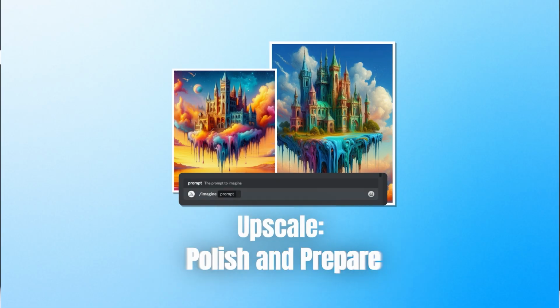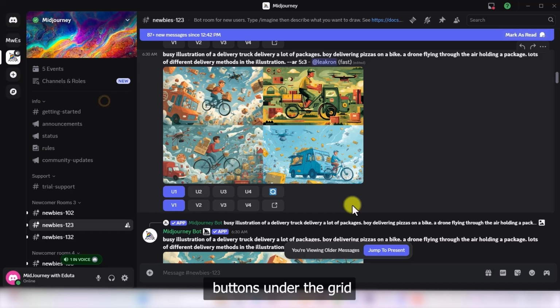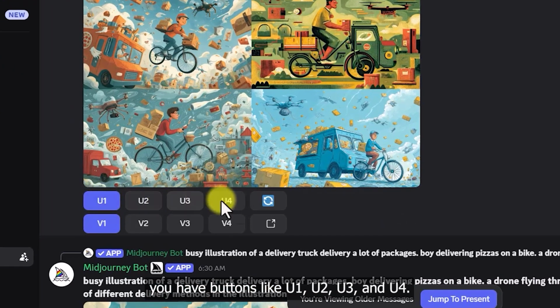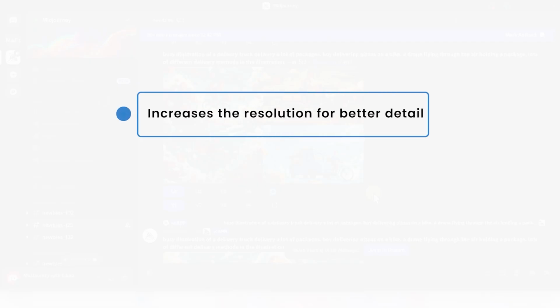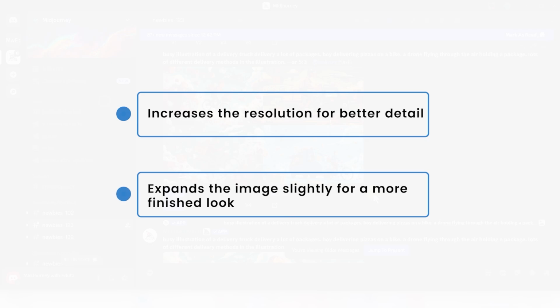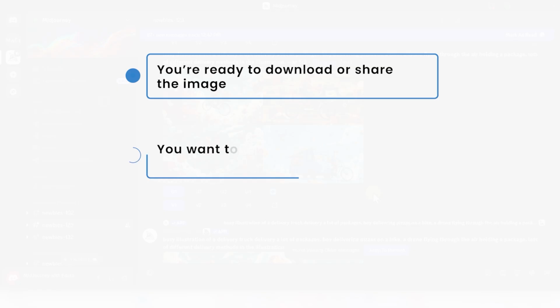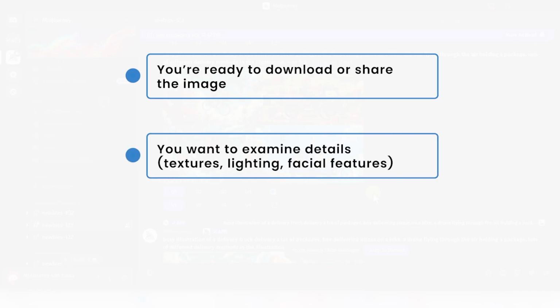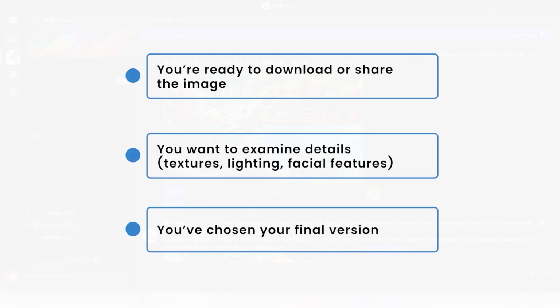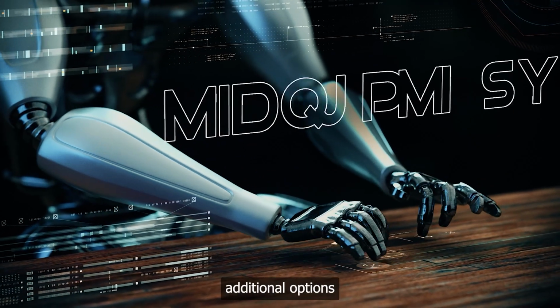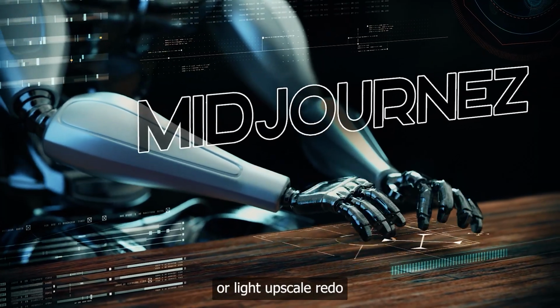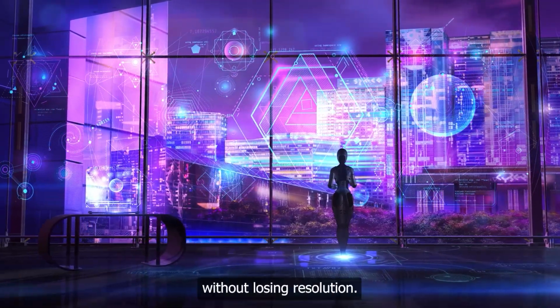Upscale, polish and prepare. The U1 to U4 buttons under the grid allow you to upscale one image. For example, you have buttons like U1, U2, U3 and U4. This does 2 things: it increases the resolution for better detail, and expands the image slightly for a more finished look. Use upscale when you are ready to download or share the image, you want to examine details, for example textures, lighting or facial features, or you have chosen your final version. After upscaling, you will see additional options like make variations or light upscale redo to refine further without losing resolution.